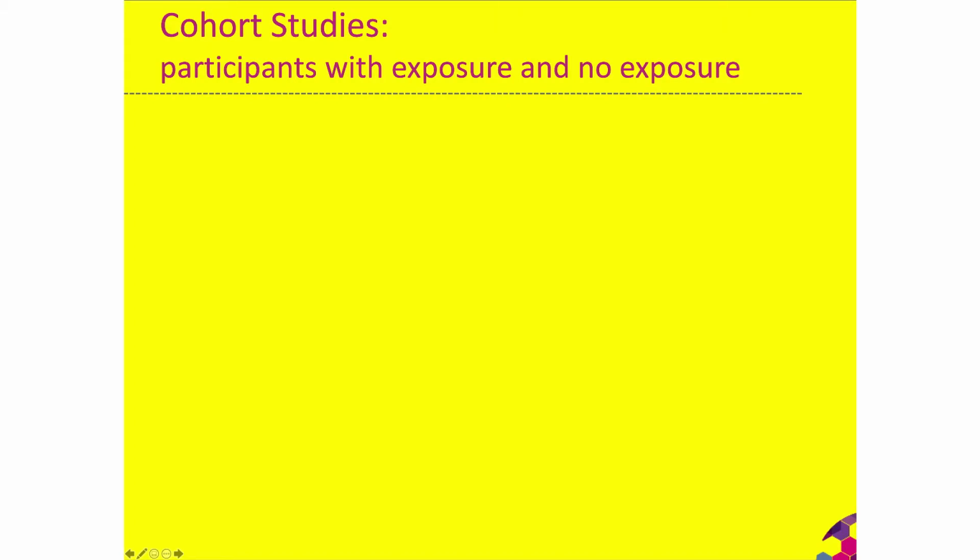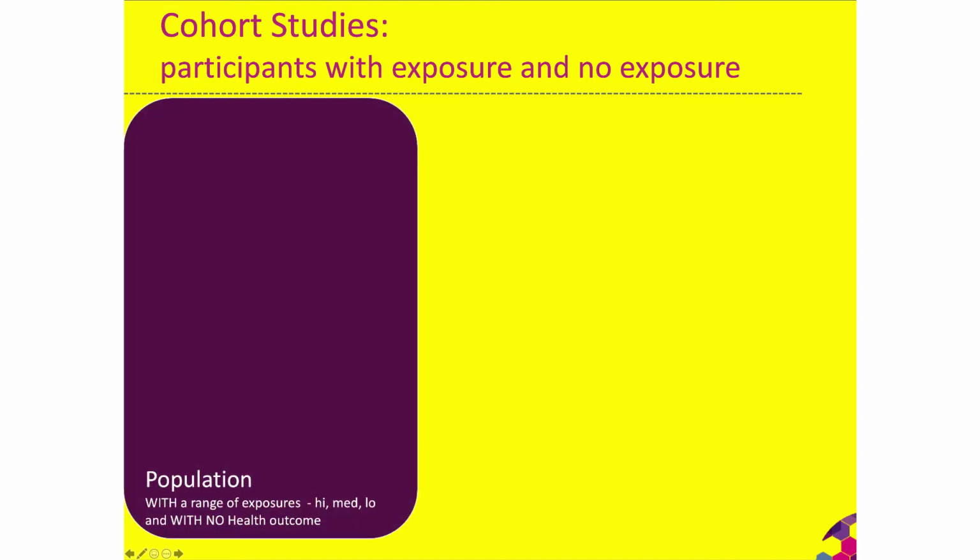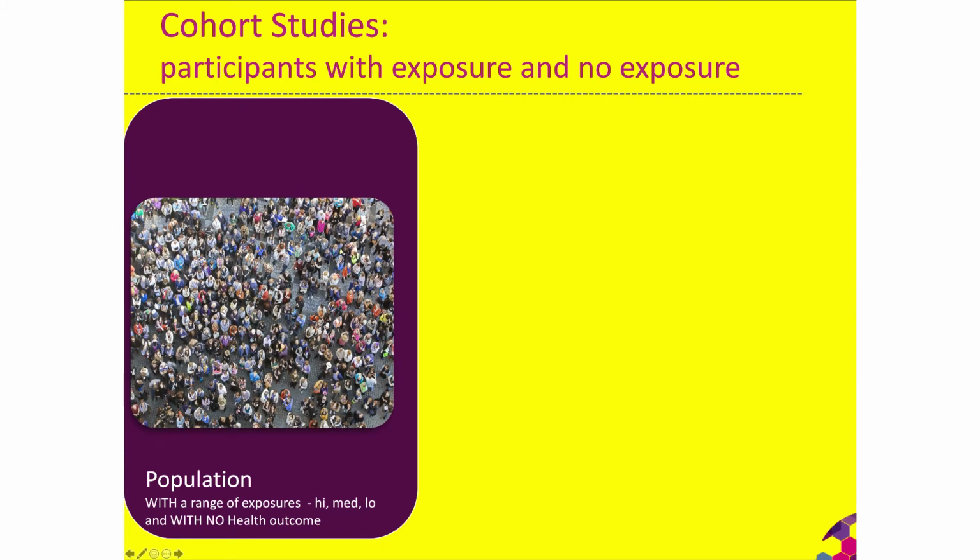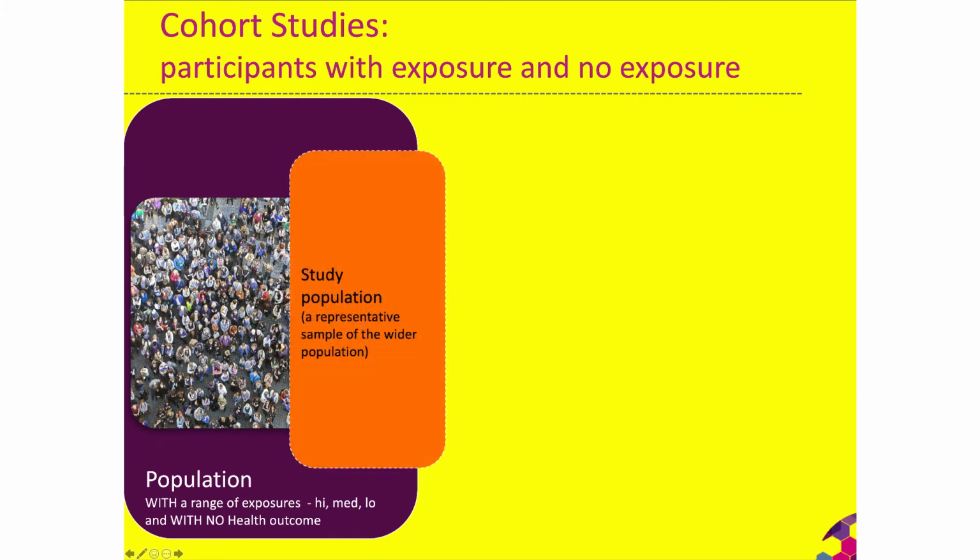So let's look at how cohort studies work. We start off with our general population, our wider population. We then choose our study population, which ideally should be representative and similar to the wider population from which they come. And this study population will have a range of exposures, high, medium or low, and they won't have the health outcome that we are interested in. Then within that study population, we identify the people who've been exposed or have high levels of exposure. And then we identify the people who are not exposed or have low levels of exposure.